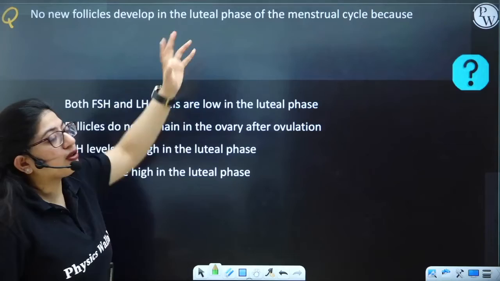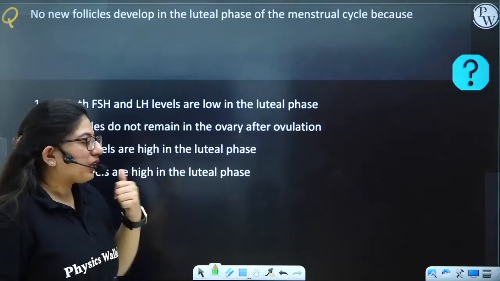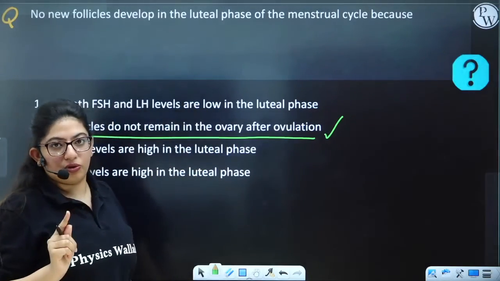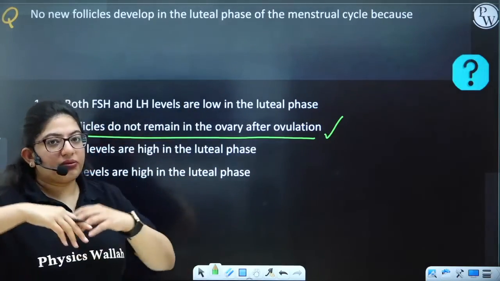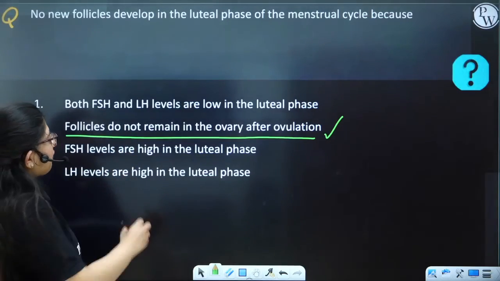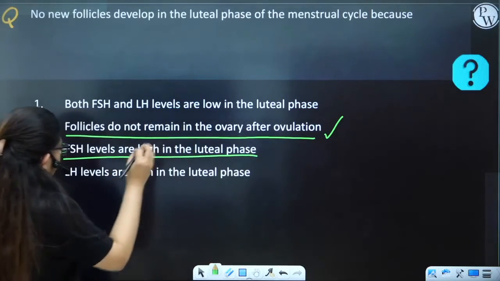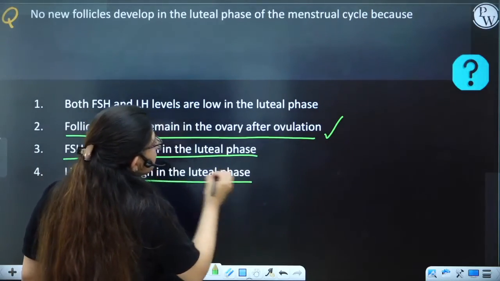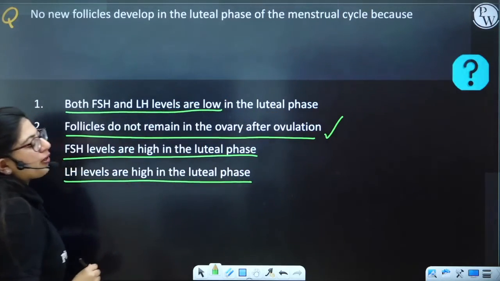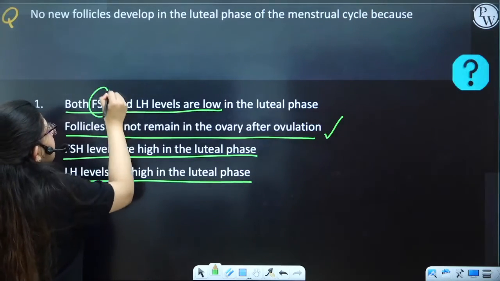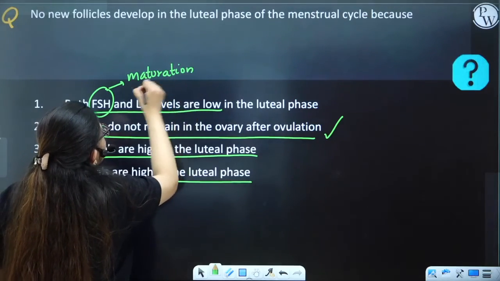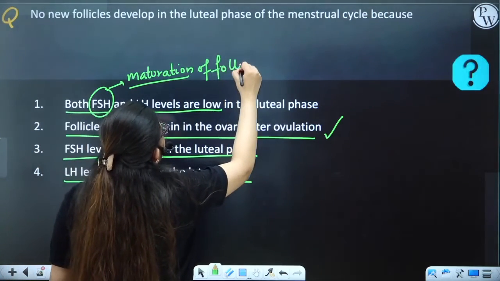Why are no follicles getting mature there? First, you know follicles always remain in the ovary. They are getting mature due to hormones. Fine. If there are no follicles, that means there is menopause, and that doesn't occur. Then FSH levels are never high during the luteal phase. LH drops during the luteal phase. Then what's the reason? FSH and LH are low. That's why there is no formation of new follicles. FSH is the main hormone that leads to maturation. If it is not there, there is no maturation of the follicle. So what is the correct answer?